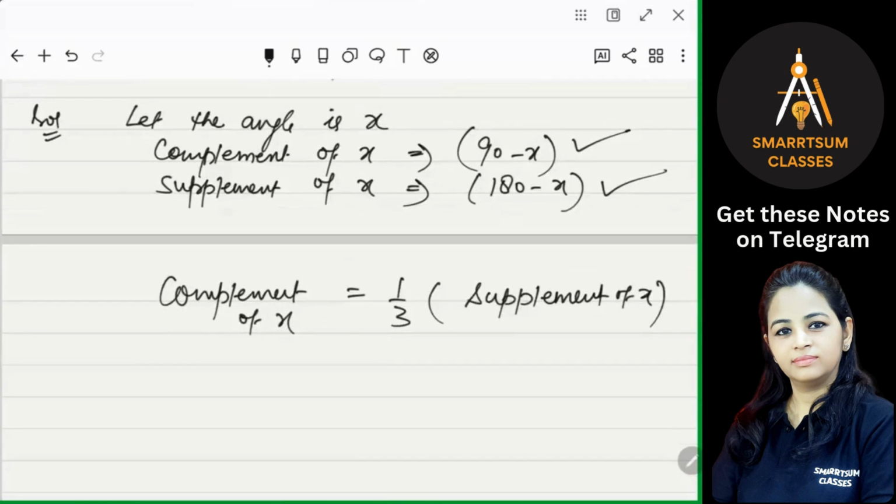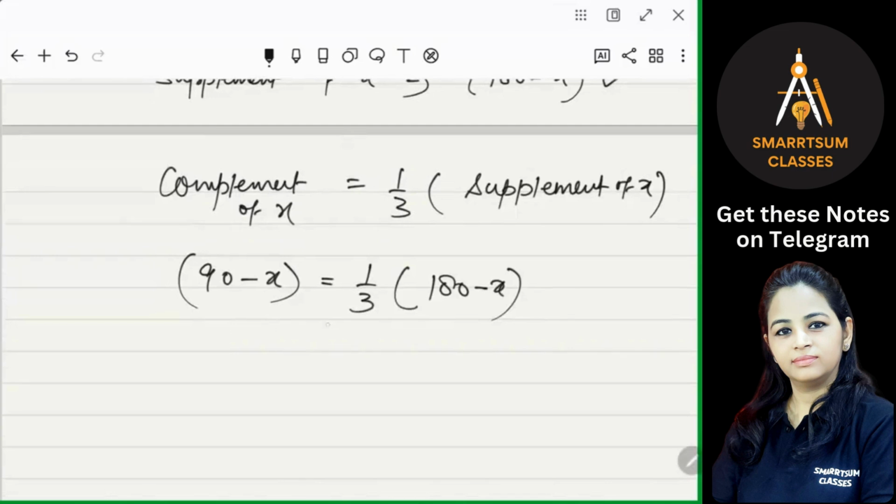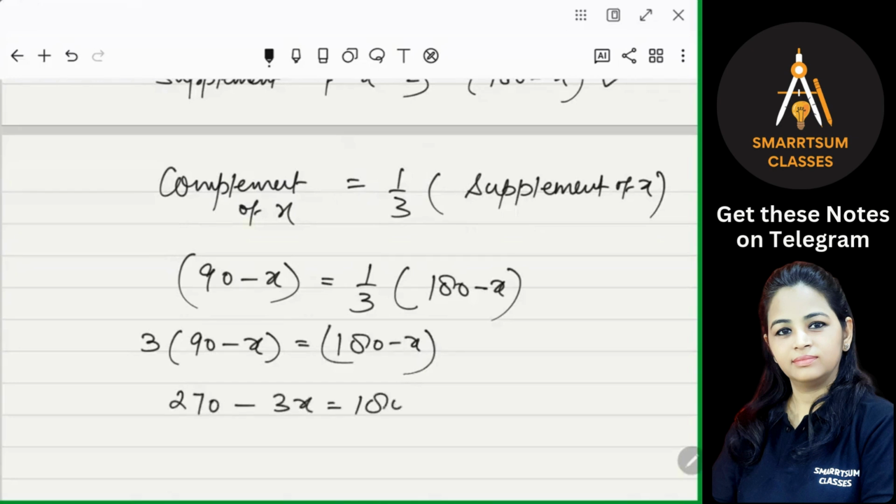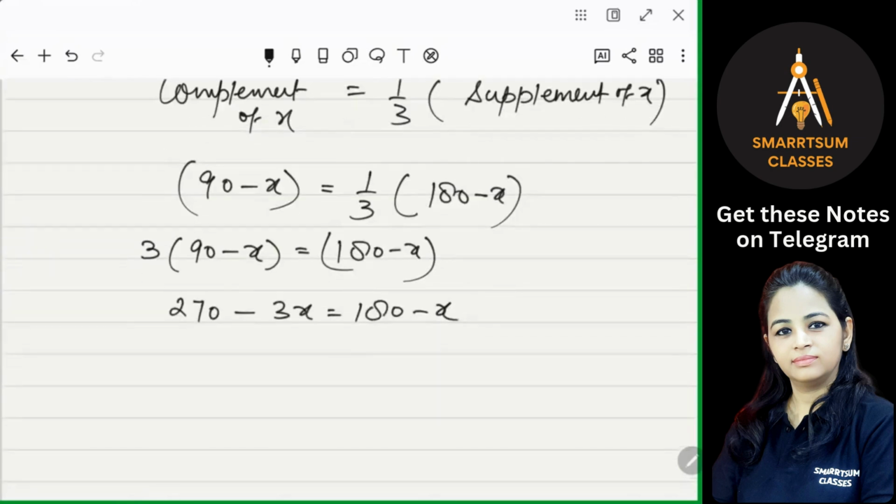Now put the values. Complement of x is 90 minus x, which is equal to 1/3 of its supplementary angle. The supplementary angle is 180 minus x. This is the expression we can write. Now you can solve for x. It will become 3 into 90 minus x is equal to 180 minus x. So 270 minus 3x is equal to 180 minus x. So this will be 270 minus 180 is equal to 3x minus x.